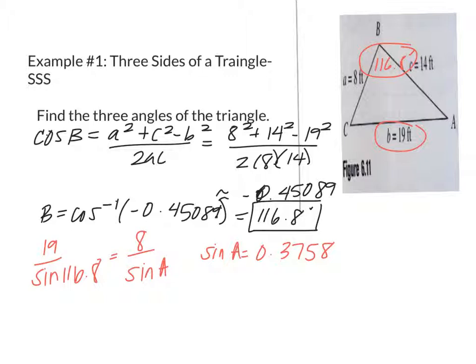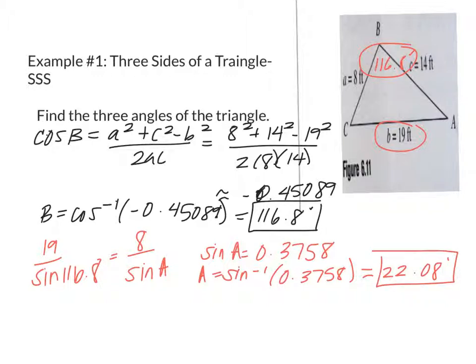So that's the same thing that we did on the last one. To find A, I have to find the inverse sine of 0.3758, which is about 22.08 degrees. So this is 22.08.